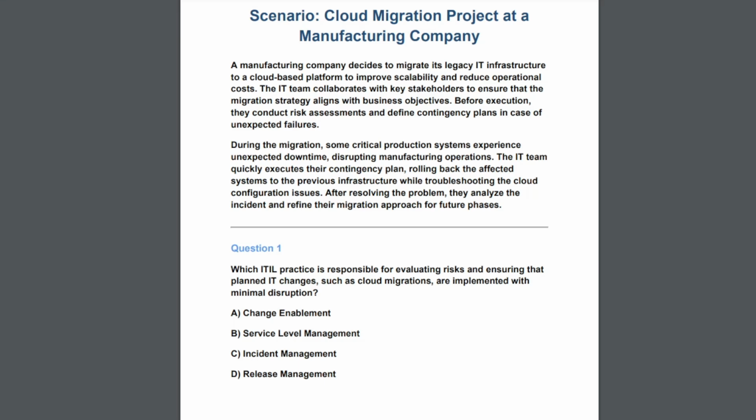During the migration, some critical production systems experience unexpected downtime, disrupting manufacturing operations. The IT team quickly executes their contingency plan, rolling back the affected systems to the previous infrastructure, while troubleshooting the cloud configuration issues. After resolving the problem, they analyze the incident and refine their migration approach for future phases.